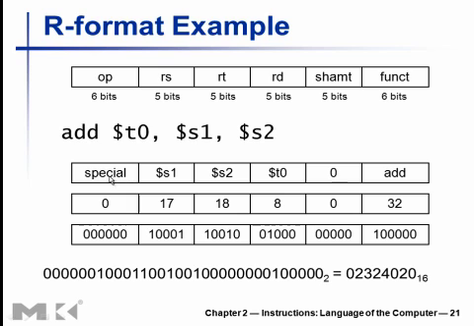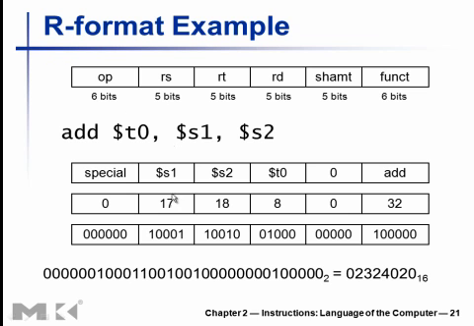The opcode is 0. The function code for add is 32. 17, 18, 8 represent the register numbers. Then these combined together will be the instruction for this add of $s1, $s2, putting the result into $t0.